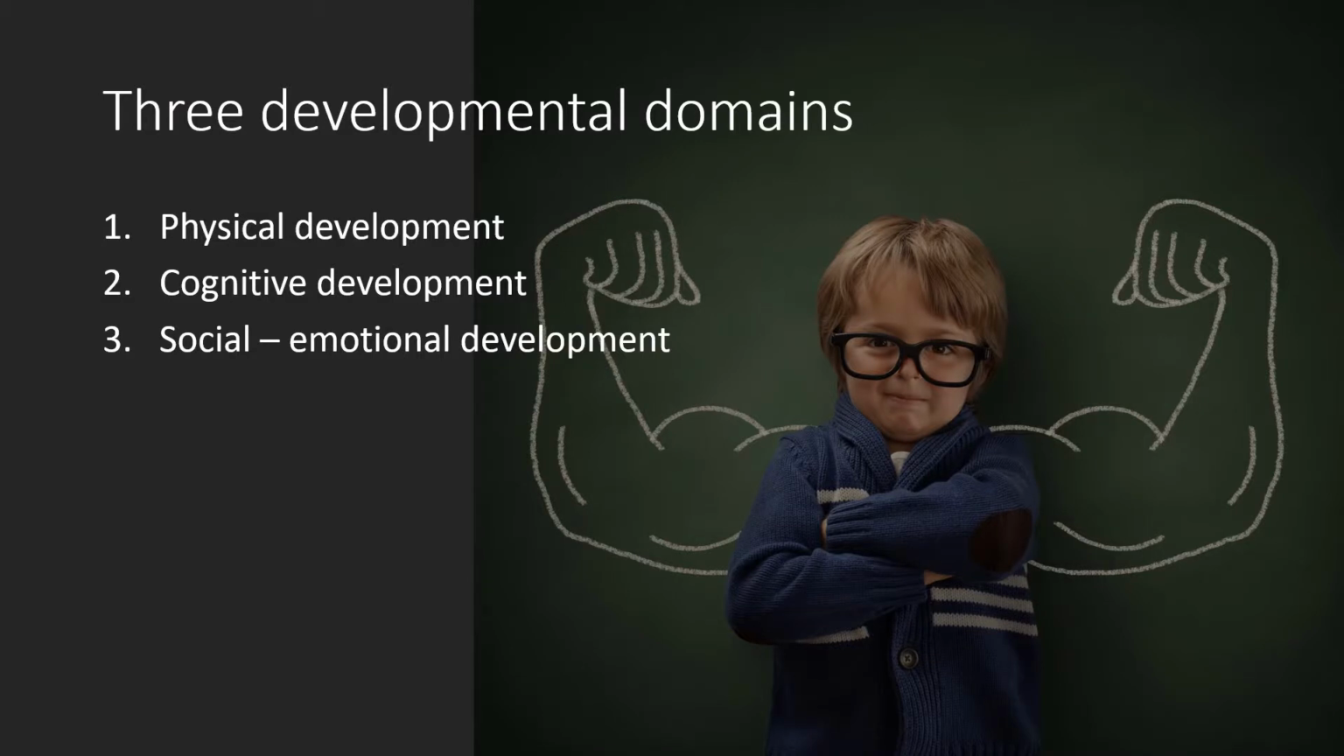Although there are other ways of classifying developmental domains, we will discuss physical, cognitive, and social-emotional development. Child development is complex. These domains should be viewed as interrelated, as one affects the other. However, for simplicity, we will look at them individually.